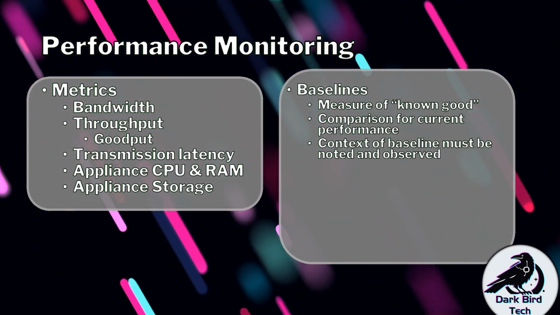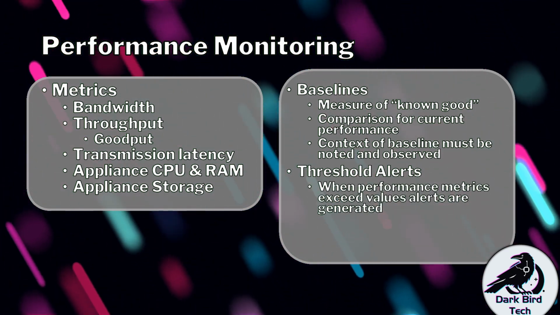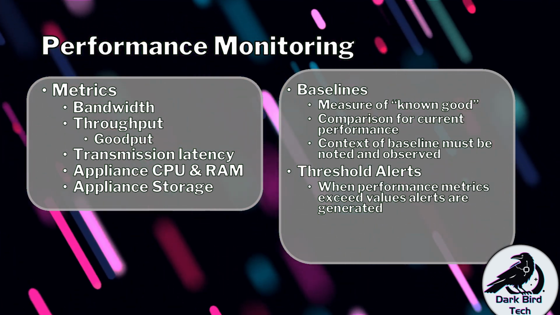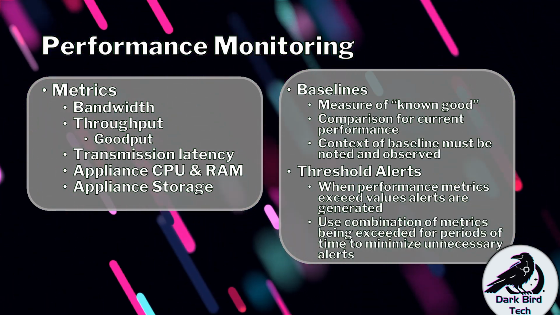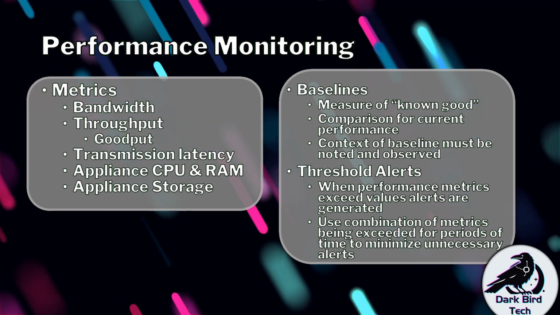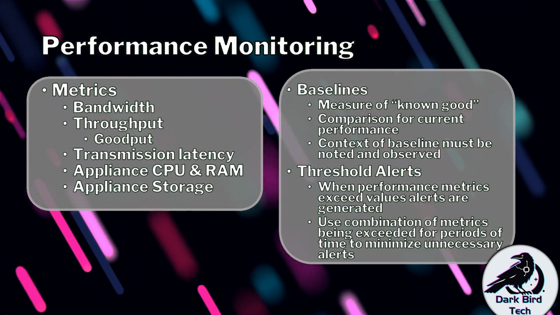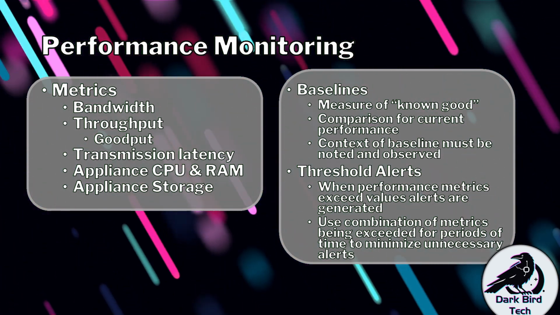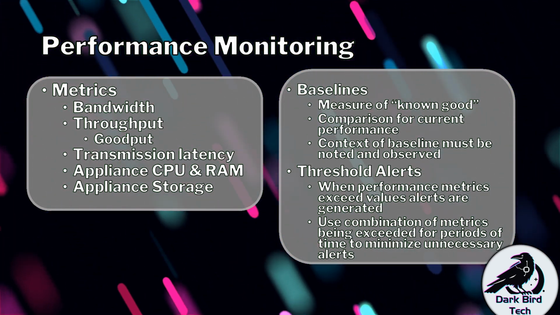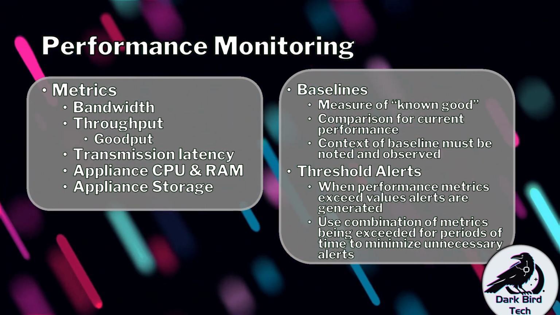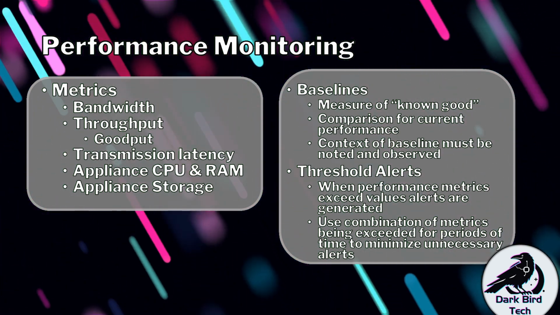Once we have that, then we can start developing threshold alerts, where performance may exceed particular values, either going above or going below, and we get a notification about that. Now, we do want to use a bit of a combination of metrics being exceeded for periods of time to minimize unnecessary alerts. So, for instance, if a particular network appliance's CPU hits 90% utilization, that happens surprisingly often. So maybe I would rather have it hitting 90% utilization and staying above 90% for 5 minutes straight. Then I get an alert, because now we've got a condition that is persistent and worth my attention.